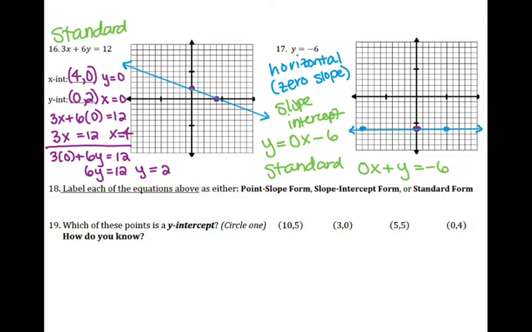Okay, which one of these points is a y-intercept? Circle 1. So your y-intercept always needs to have x being 0. So that is going to be (0, 4). So how do I know? I know because the x-coordinate is 0.